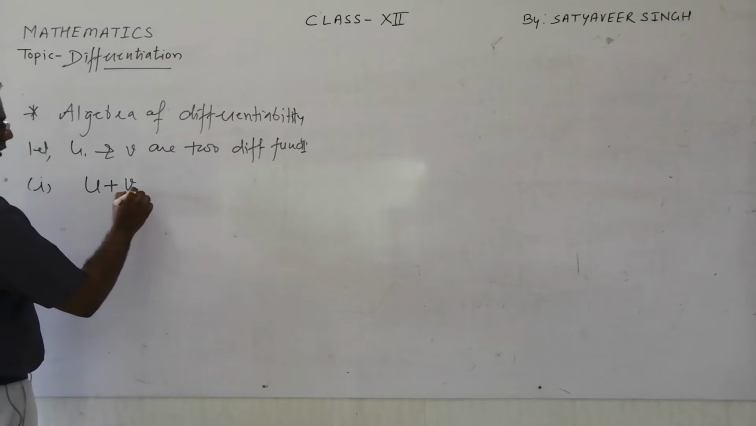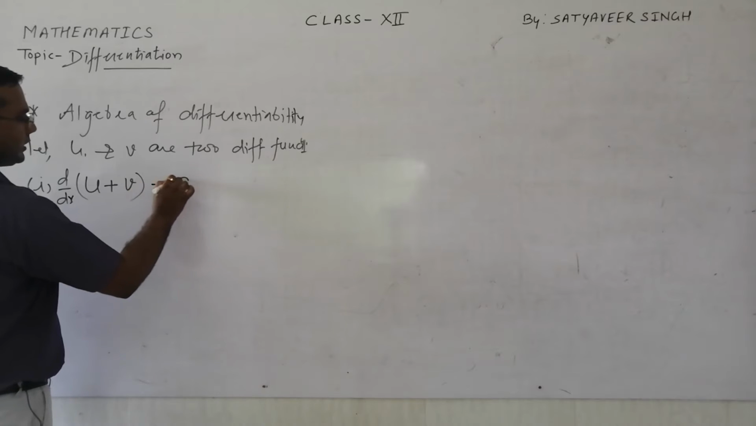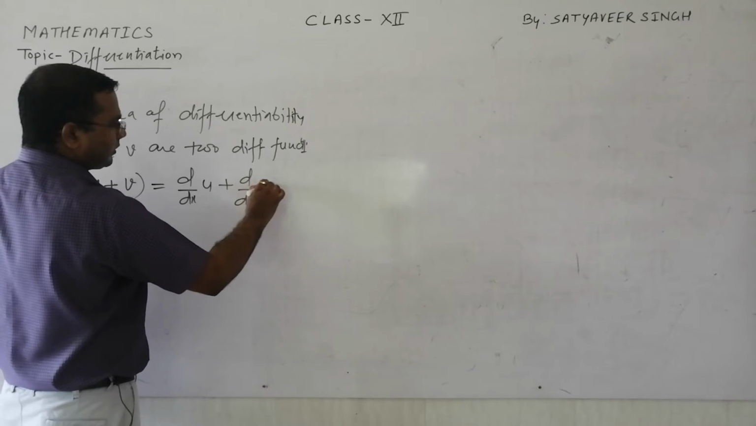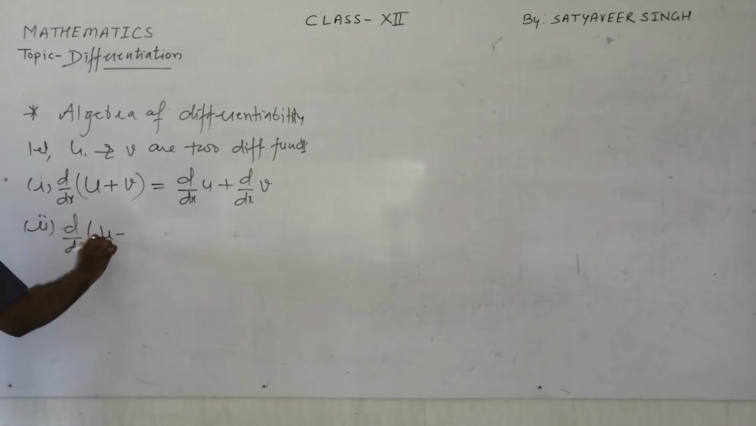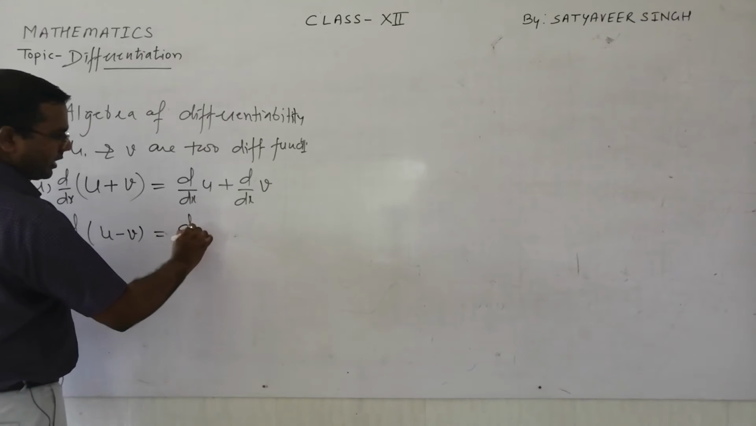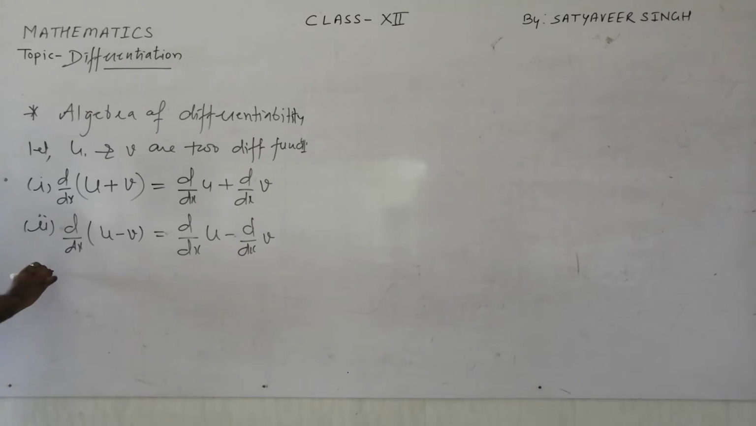So we can write d upon dx of (u plus v) is equal to d upon dx u plus d upon dx v. At the same time, if we are subtracting them, then their difference also will be d upon dx u minus d upon dx v. And we can also understand this rule. Already we have done many questions based on this.